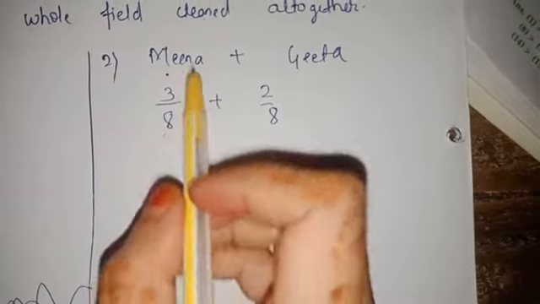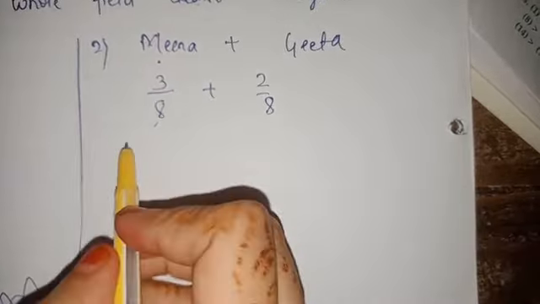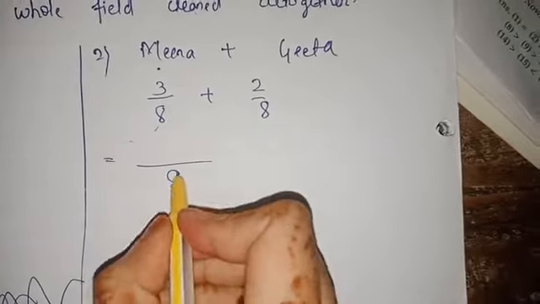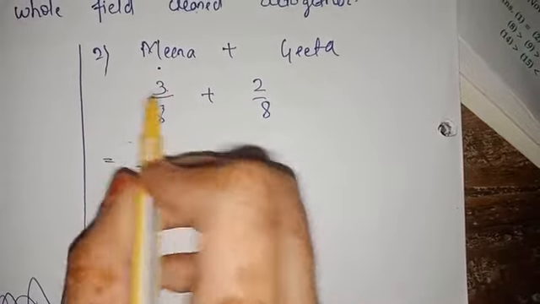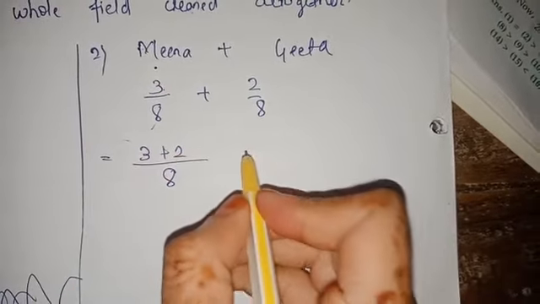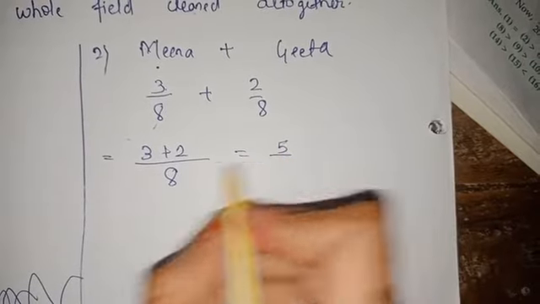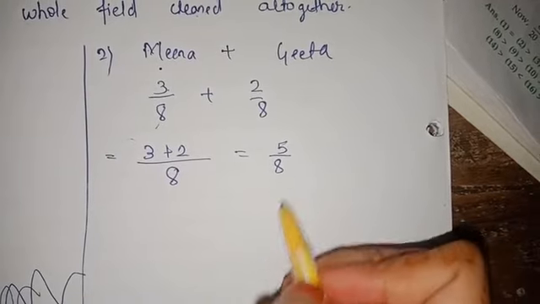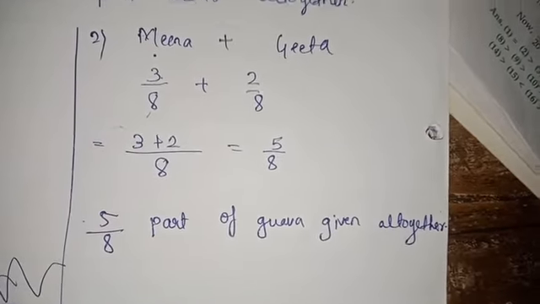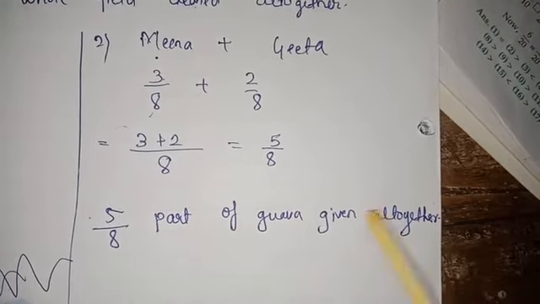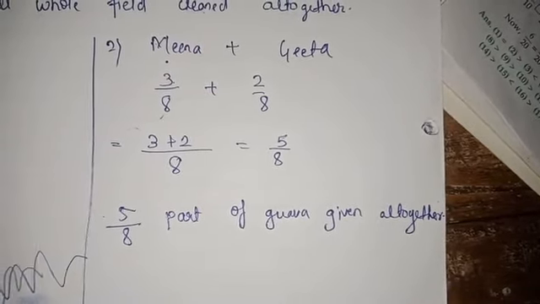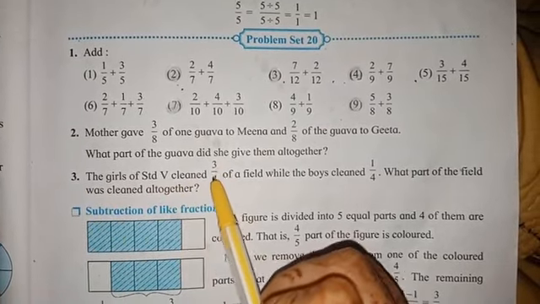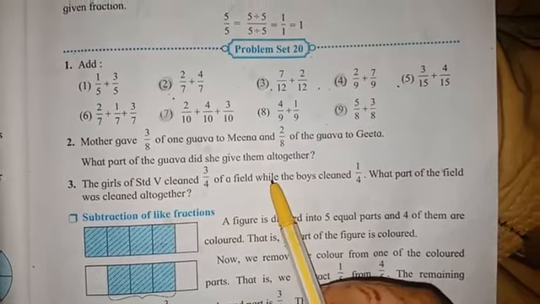3 by 8 plus 2 by 8. This is of Meena and this is of Geeta. So we will not add the denominator, we will write it as it is, 8. We will add only numerators, that is 3 plus 2. So 3 plus 2 is 5 and this 8 will come as it is. So we get 5 by 8. This 5 by 8 part of the gava was given altogether. Understood?